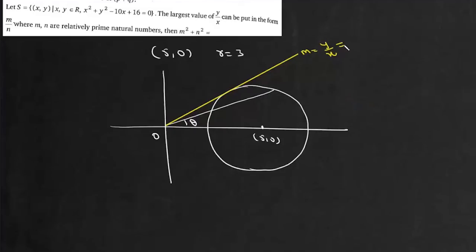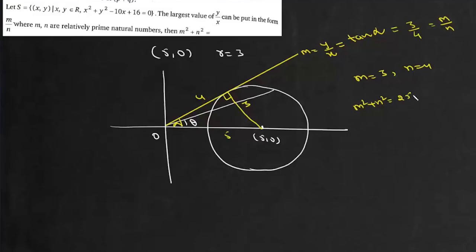Now this m is equal to tan of the highest value of angle, say alpha. Now if we join this, this is 3, this is 5 and this is 4, then the maximum value of tan alpha is 3 by 4, which is given as m by n. So this m is 3 and n is 4. Now they are looking for m square plus n square, which is nothing but 25. So the value of m square plus n square is 25, and that is the answer to this question.